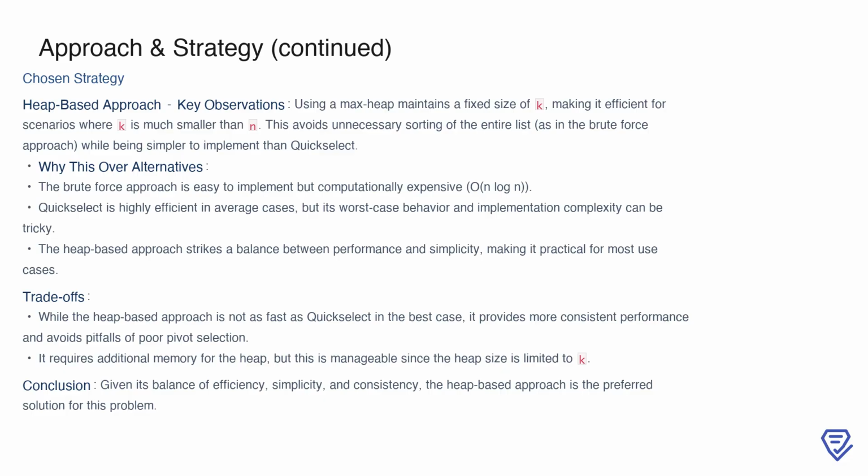for most scenarios. While it does require additional memory for the heap, this is manageable since the heap size is limited to k, and the trade-off in terms of consistency and simplicity is often worth it. In conclusion, the heap-based approach strikes the right balance between efficiency, simplicity, and reliability, making it our preferred solution for finding the k closest points to the origin.